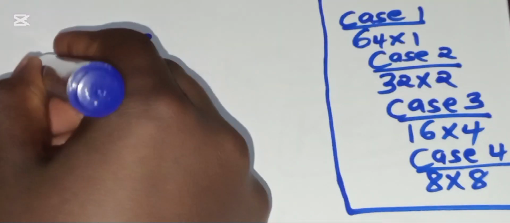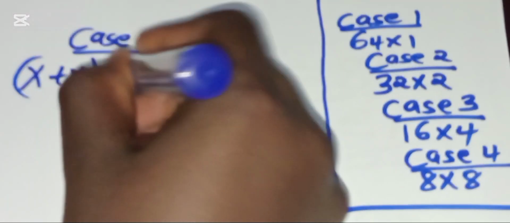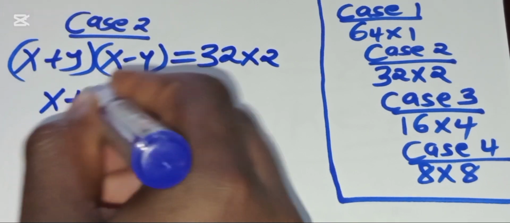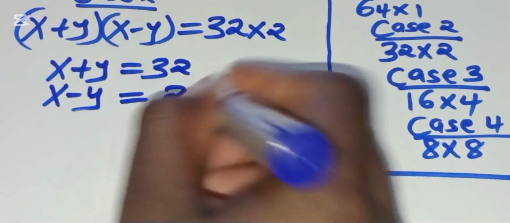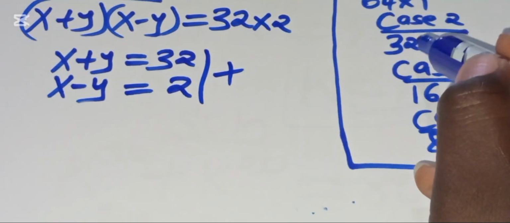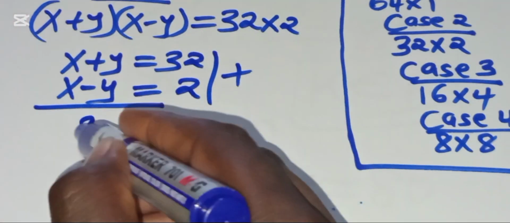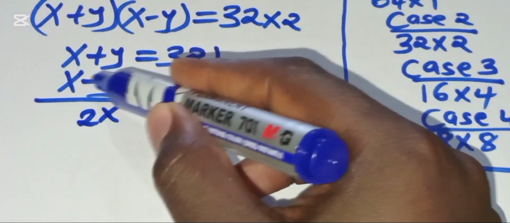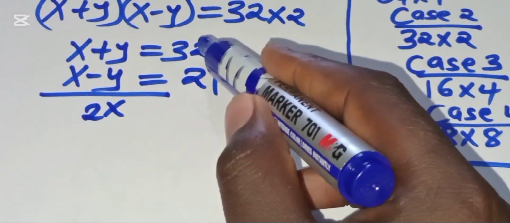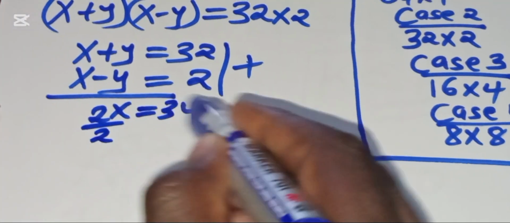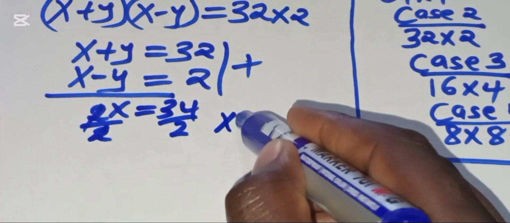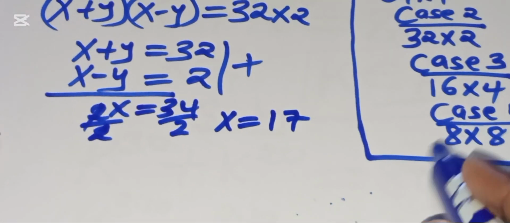We have that (x plus y)(x minus y) is equal to 2 times 32. That means x plus y is equal to 32, and x minus y is equal to 2. So let's add these two equations, whereby we'll have x plus x, this is 2x, and y plus negative y simplifies, and then 32 plus 2 is equal to 34. So we divide both sides by 2, so that the value of x is equal to 17. This is a natural number.